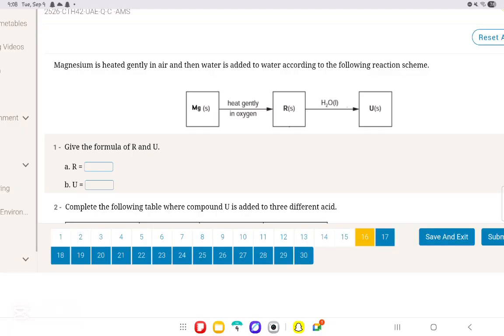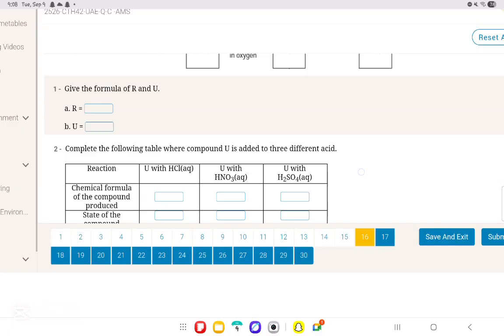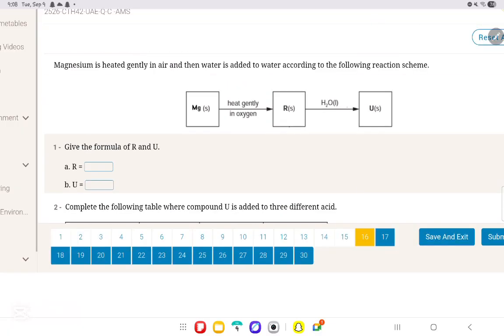Now, look at what they are telling us over here. Magnesium, Mg, is being heated in air, in O2. So anytime we add oxygen to a metal, we need to apply the rule, which is 2 metal plus O2 gives us 2 metal oxide. So it's 2 Mg plus O2 will give us 2 MgO.